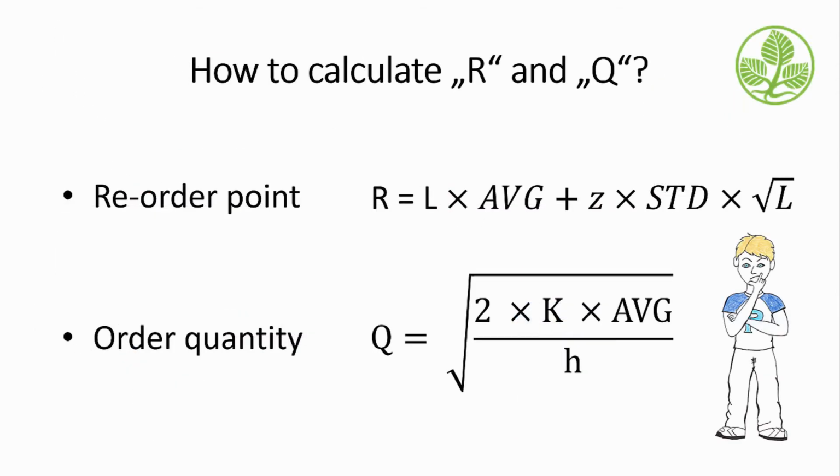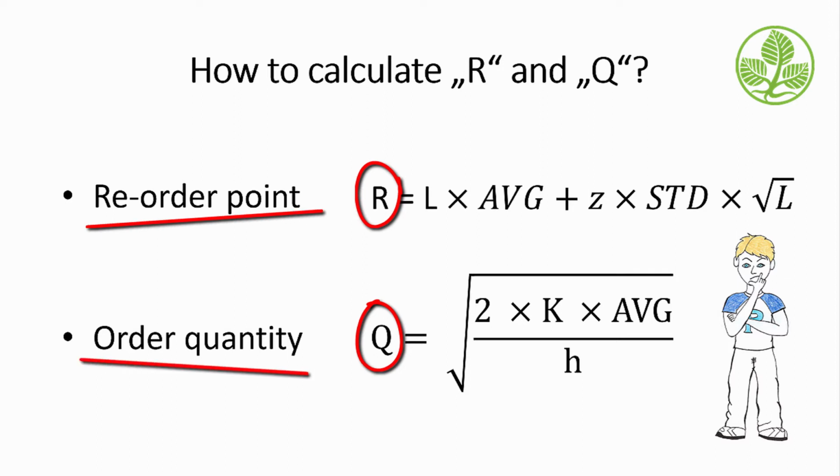And this is how it is done. You just have to apply those two formulas, and then you're done. But hey, if you don't get it on the spot, don't worry. We will get behind these formulas in a step-by-step procedure. In general, we are going to follow a so-called QR policy. That means, whenever the inventory falls to a reorder level R, we will place an order for Q units.